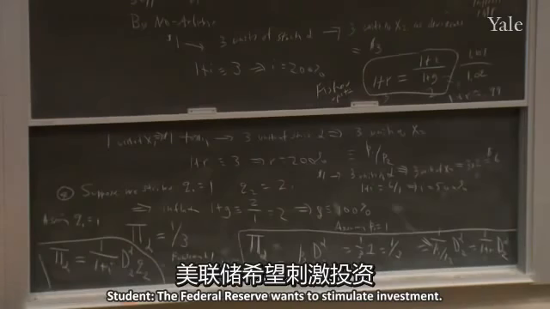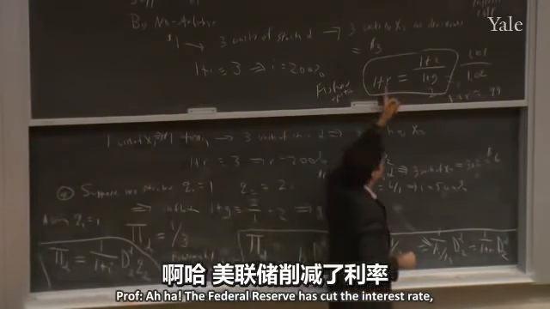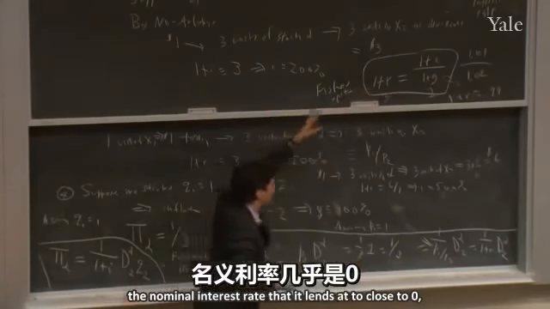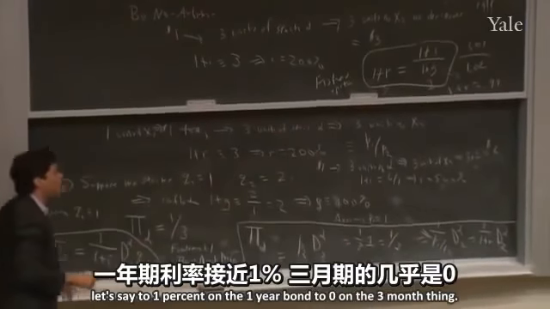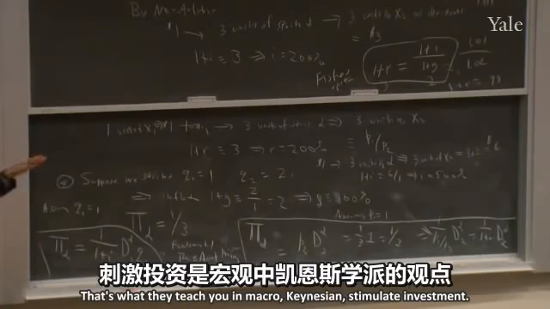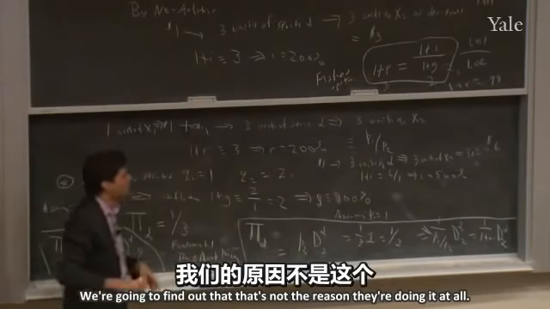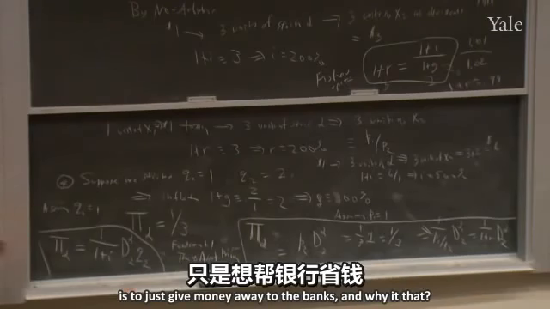Yep. Aha, the Federal Reserve has cut the nominal interest rate that it lends at to very close to 0, let's say to 1% on the 1-year bond, to 0 on the 3-month. And the reason they're saying they're doing that is to stimulate investment. That's what they teach you in macro, Keynesian, stimulate investment. We're going to find out that that's not the reason they're doing it at all. The reason the Federal Reserve is cutting the interest rate to almost 0 is to just give money away to the banks. And why is that?